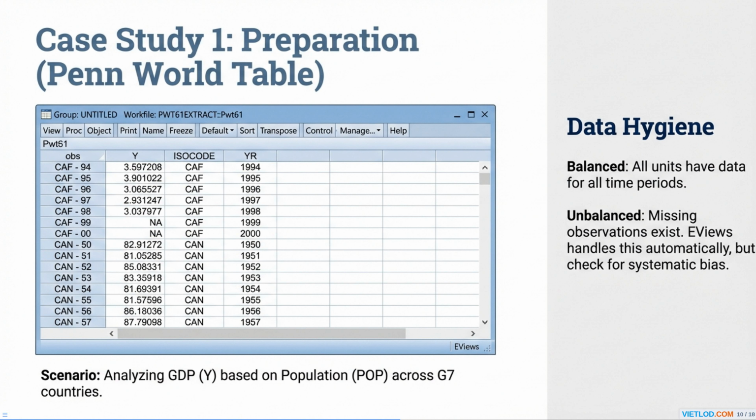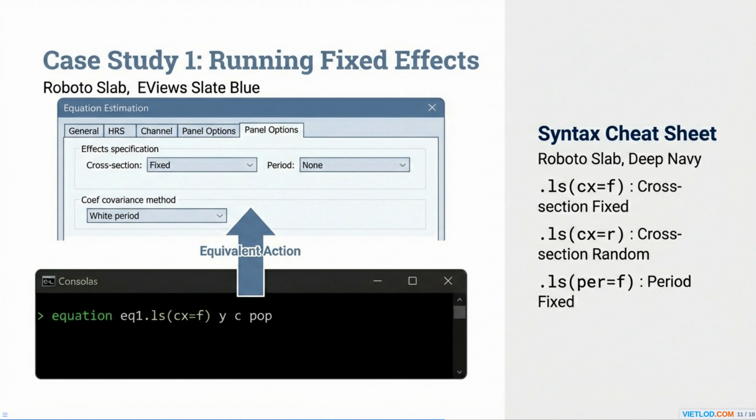This brings us to an important aspect of data hygiene. In panel data, a dataset is considered balanced if all units, or countries in this case, have data for every single time period. However, as we just observed, our data is unbalanced because there are missing observations. EViews is quite good at handling these automatically, but it's crucial for us to always check for any systematic bias that these missing values might introduce. For example, if a country consistently has missing data due to conflict, simply ignoring those observations might bias our results. This step of ensuring data hygiene is fundamental before moving into any estimation.